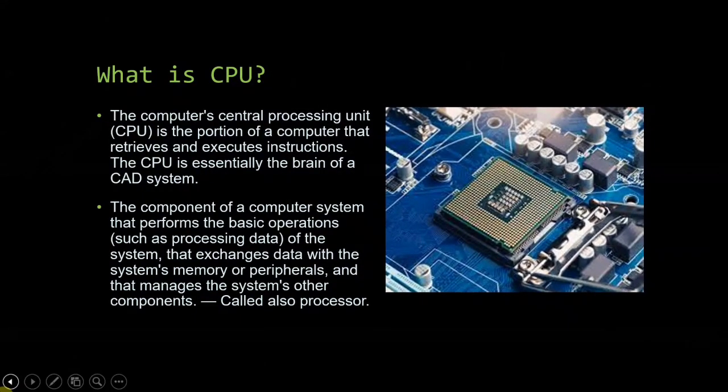So first, we're going to discuss what is CPU. The Computer Central Processing Unit, or the CPU, is the portion of the computer that retrieves and executes instructions. The CPU is essentially the brain of a computer system, the component that performs the basic operations such as processing data of the system, that exchanges data with the system's memory or peripherals, and that manages the system's other components. It is also called the processor.